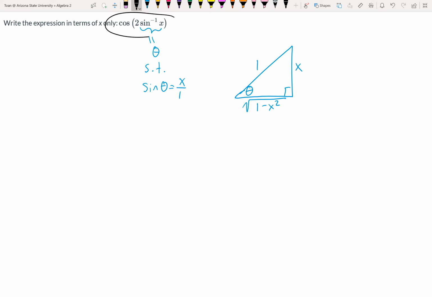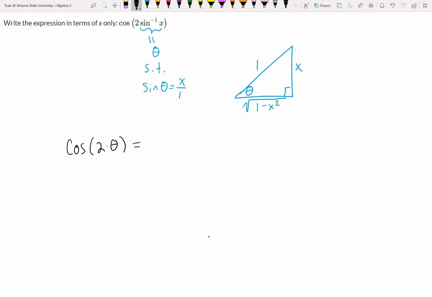So if we go back to the question, we can rethink it as asking us to evaluate or rewrite cosine of 2 times some angle, which we call theta. Notice what we have here: cosine of 2 times theta, cosine of 2 theta, cosine of double theta. This is just a double angle identity application. So you'd go to your reference sheet and rewrite down the double angle formula for cosine.